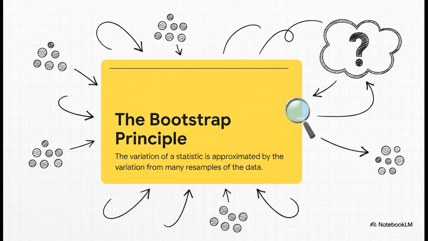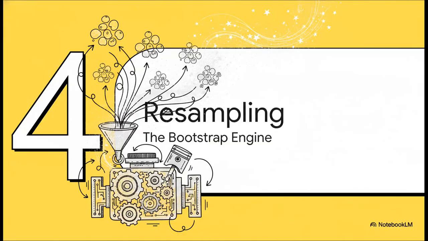And for each new sample, you calculate your statistic, the mean, the median, whatever. You just watch to see how much that number jumps around. And that variation you see gives you a direct, real-world estimate of your uncertainty. It's genius. So, okay, it sounds like magic. But how does it actually work?